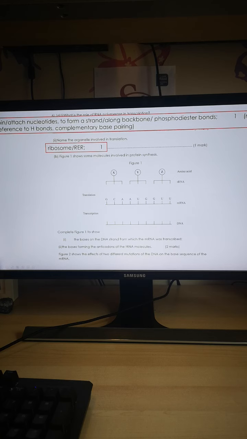Okay, so then we've got a picture. It's got the base sequence here of the mRNA. So what it's asking you for, first of all, is the DNA from which it was transcribed, and then it wants the anticodons. So I'll stop the video and have a go. Okay, so show you the answers. All right, so do you want to check your answers against those?